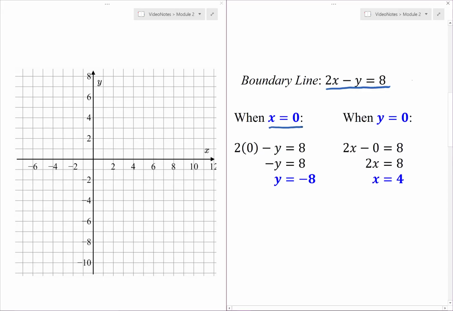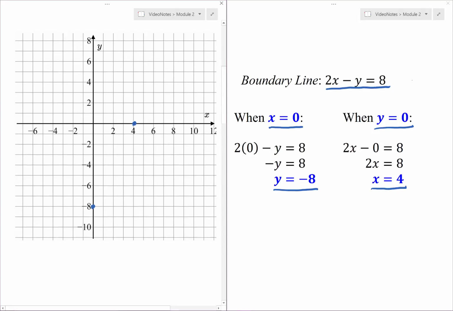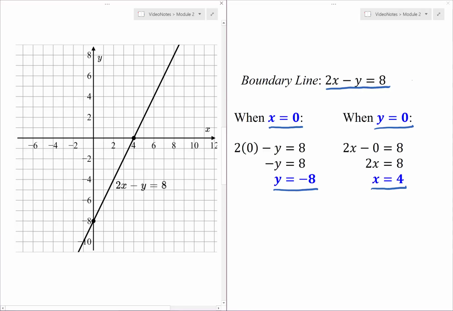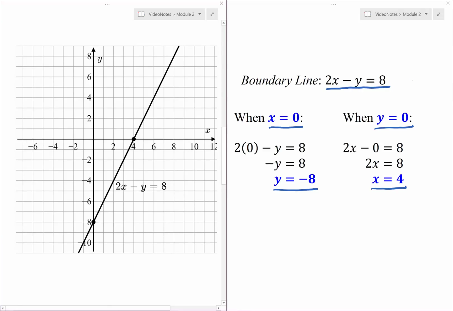So we see that when x is equal to 0, y is equal to negative 8, and therefore the point (0, negative 8) is on the boundary line. On the other hand, when y is equal to 0, we see that x is equal to 4, and therefore the point (4, 0) is on the boundary line. And therefore, the boundary line is the line that passes through these 2 points. So we see the boundary line 2x minus y is equal to 8 is shown here.